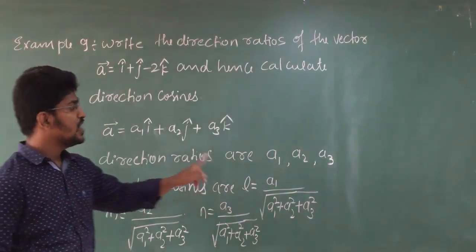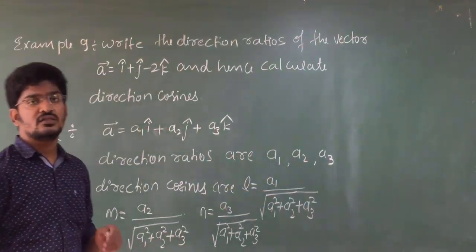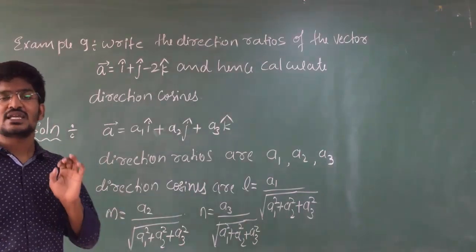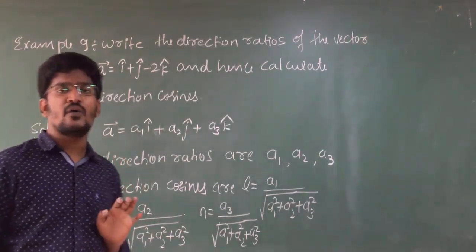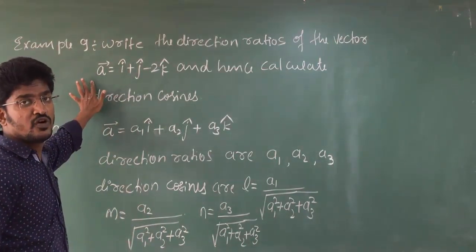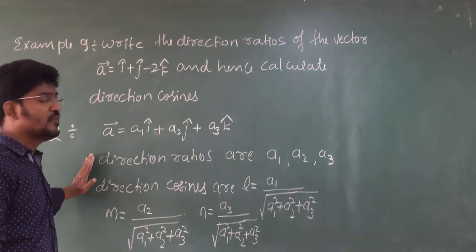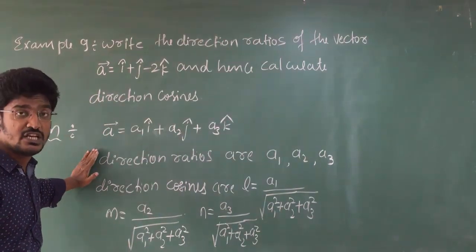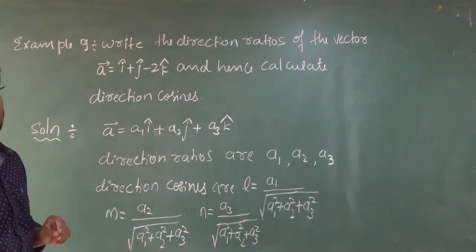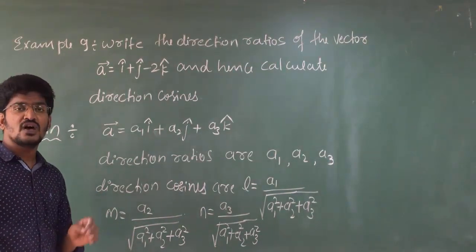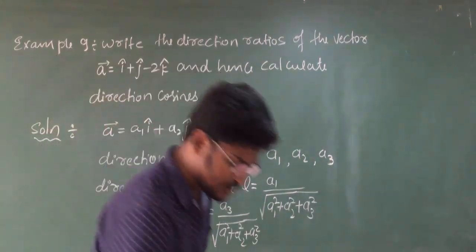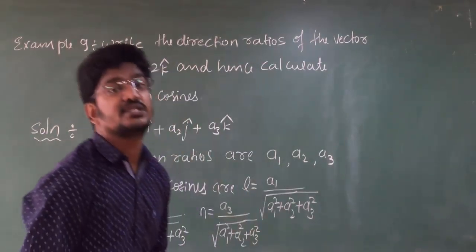Clear? a1, a2, a3 are the direction ratios. This information you must have, or this knowledge you must have, then only you can answer this particular question. So for that reason, I have explained very clearly what are the direction ratios and what are the direction cosines. Once again, already I have explained, but for your simplicity I have explained again so that you will get more clarity. Clear?